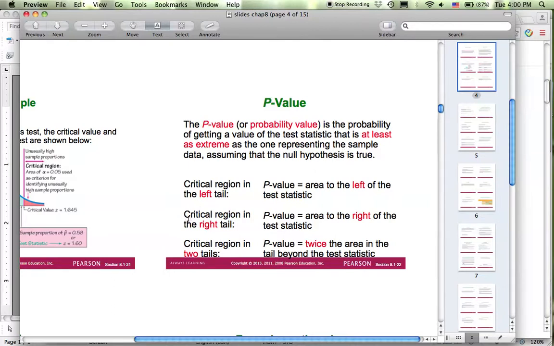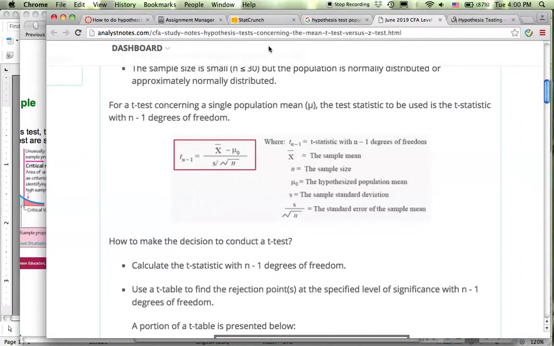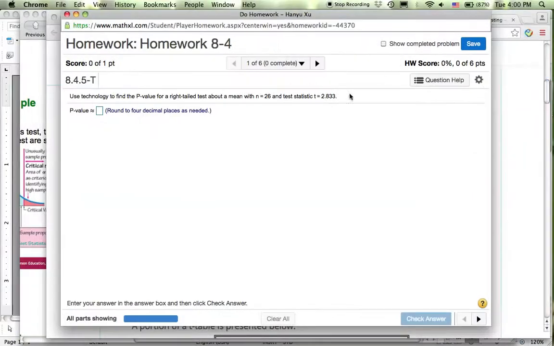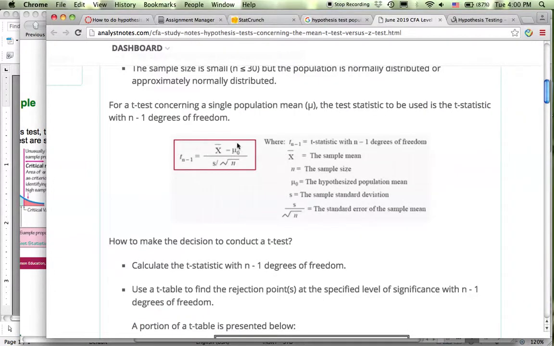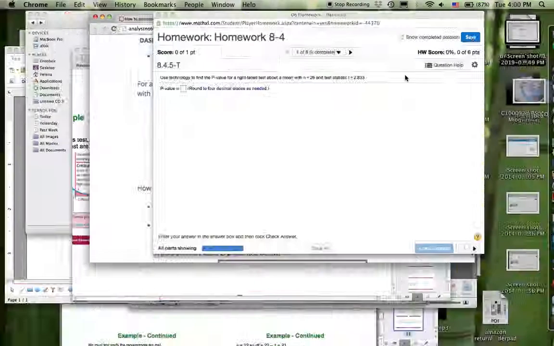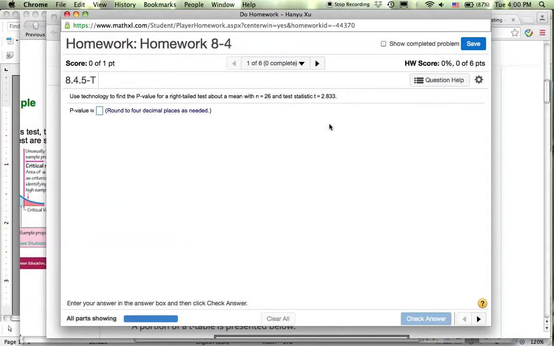This one is a right-tailed test, so the p-value will be the area to the right of the test statistic. The test statistic is given here, and if you're curious, it is calculated using this formula. What you do is go to StatCrunch and use the t-distribution with n-1, which is 25 degrees of freedom, and use this t-score to find the right area. That's the basic idea.